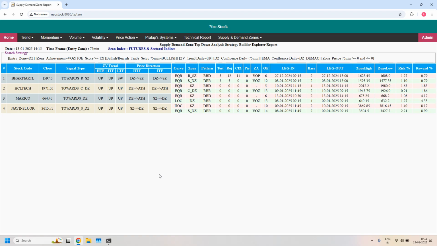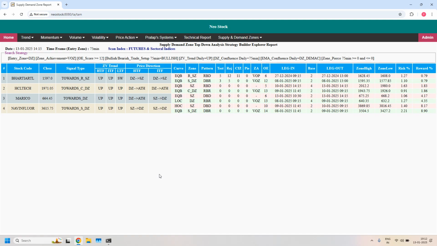So 4 stocks are filtered. These 4 are even more high probability trade setup supported stocks. Out of these 4, 3 are high liquidity 75 minute zones. Okay, this is LTF, ITF demand zone confluence and ITF EMA confluence.